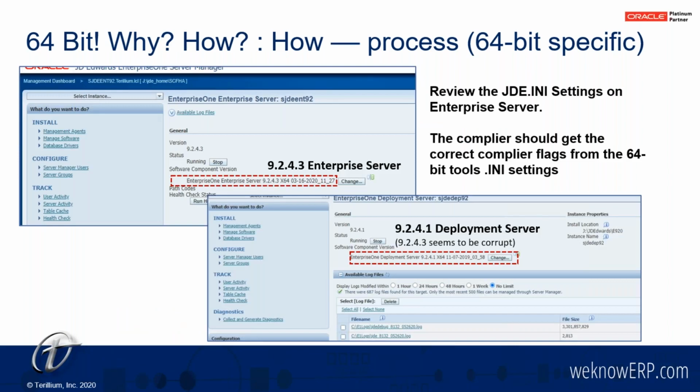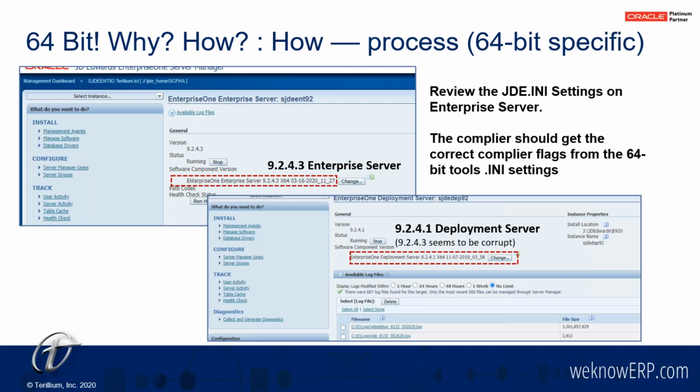One thing you can do to make sure the process worked, and to know how you know I'm dealing with a 64-bit version of something: here is the enterprise server, the deployment server. You can see that x64 under the software component version when you look at Server Manager and look at the deployment of the enterprise server section.